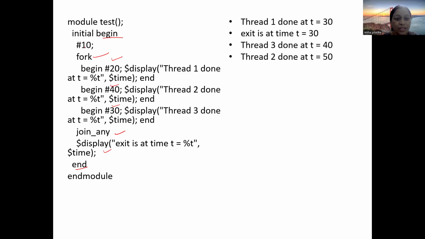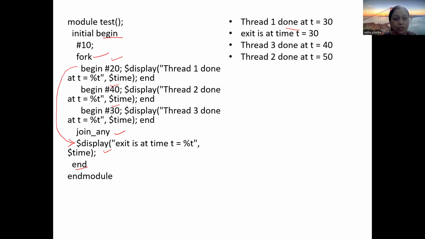Now, till #10 no process starts, but after #10 this fork starts executing. So the first statement, which happens at the earliest, is the one with 20 as the time delay. So 20 plus 10 gets added, and 30. So thread 1 done at t equals 30. That gets executed. And immediately it comes outside the block and executes the statement outside the block, which is this statement. So here exit is at t equals 30. That gets displayed.